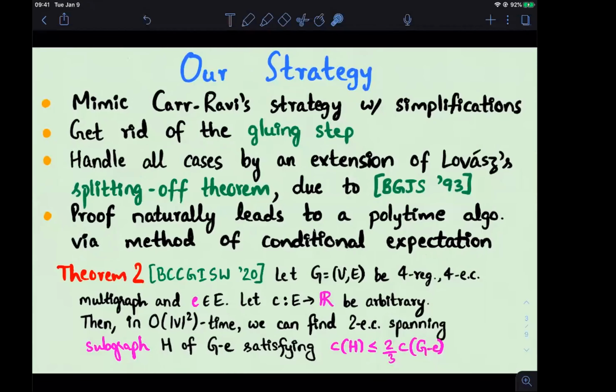Given a 4 regular 4H connected graph and an arbitrary excluded edge E in this graph, and let's just say we also have costs on the edges, arbitrary, I'm allowing cost to be negative as well. Then in quadratic time, we can find a 2H connected subgraph whose cost is at most 2/3 the cost of G minus E. And the subgraph avoids the edge E.